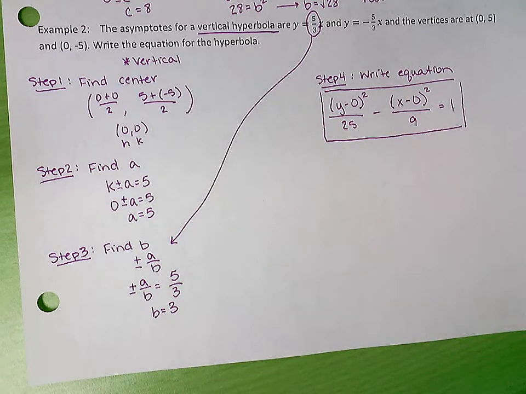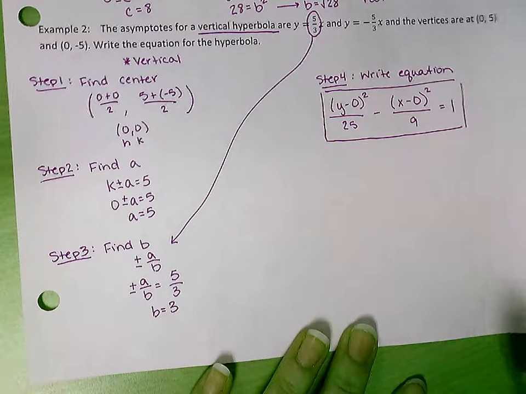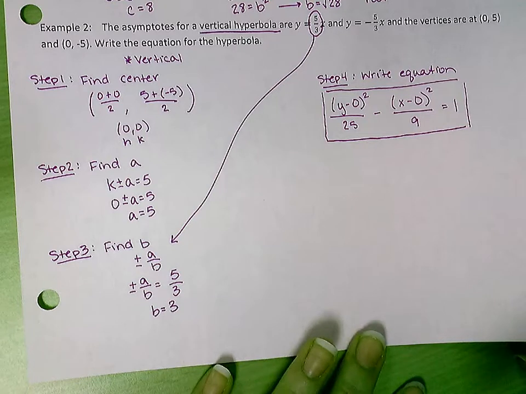Questions on example 2? There's different ways to find b. So first one, we found c to find b. This one, we use the asymptote to find b, right? The next one, we're going to use something else to find b. We good?